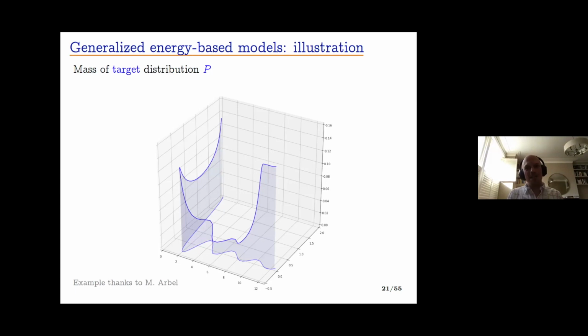Now, the mass on that support is shown by this line here. And so you can see, some parts of the support have more mass, some parts have less mass, and this is going to tell me how many samples I've got on different parts of this support.